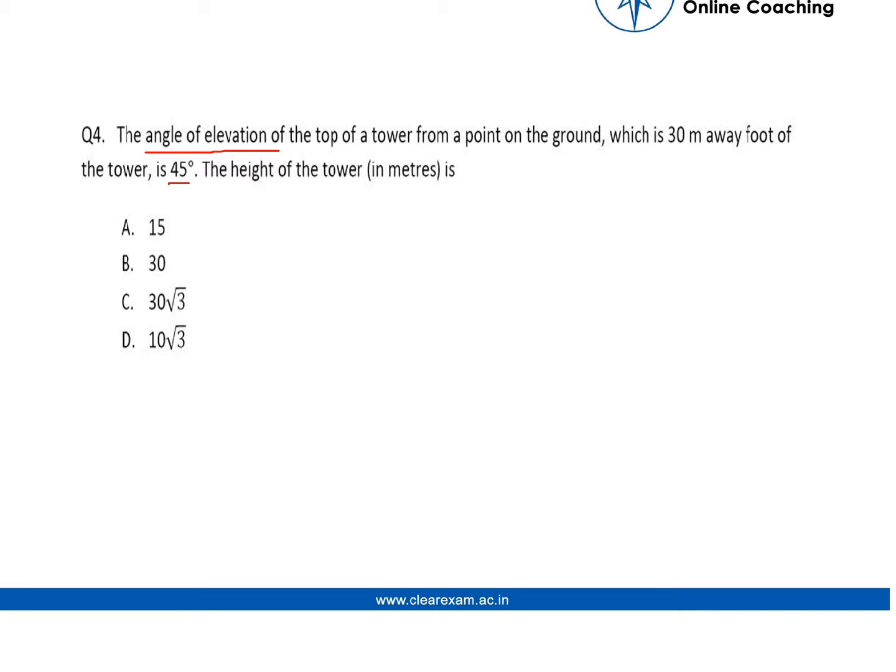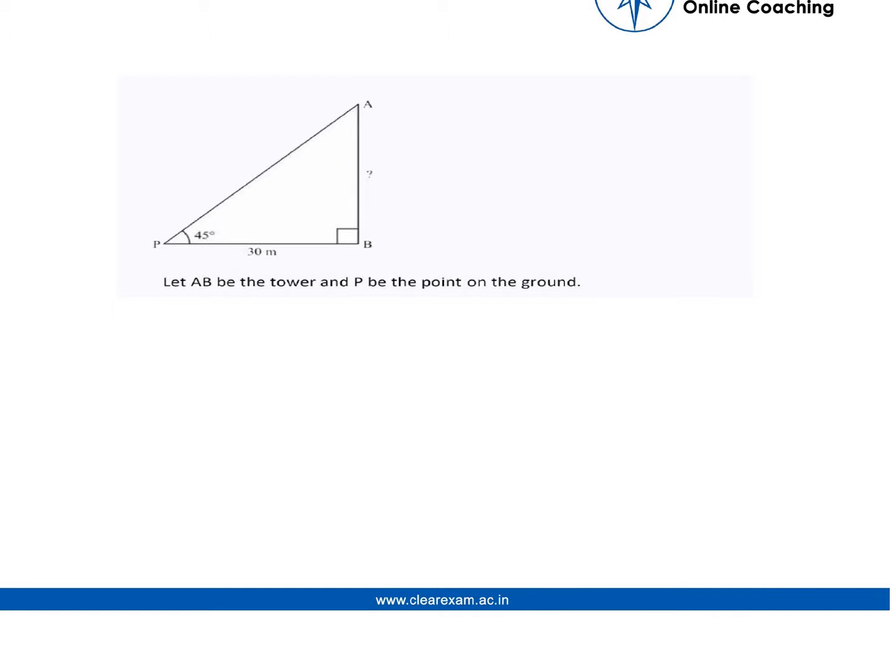distance of the tower from a point on the ground, which is 30 meter, and we have to determine the height of the tower. So in order to do so, we must first draw a diagram. Here is the diagram, and now we will be using trigonometry to solve the question.